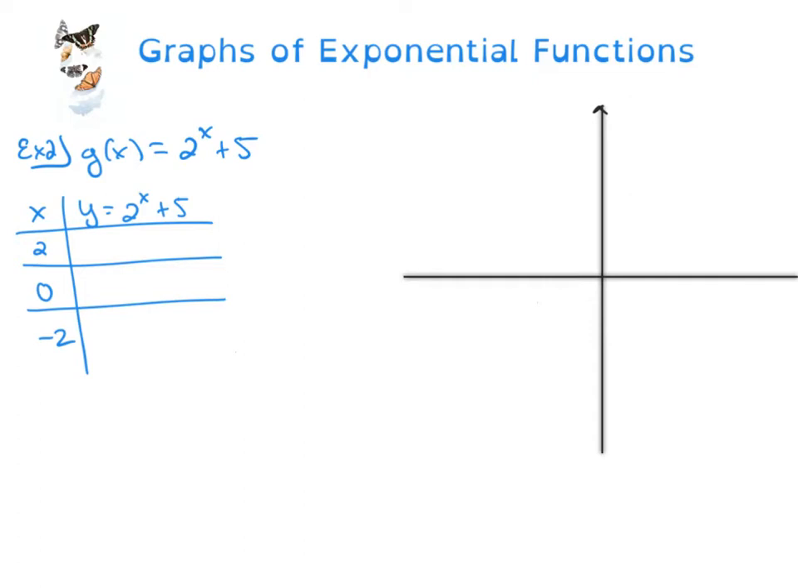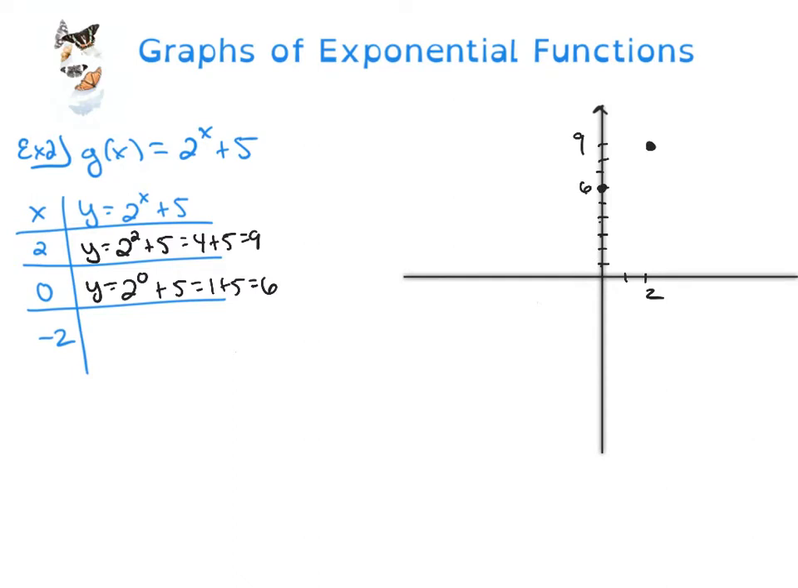Okay, here's what we're going to get. When we plug in x is 2, we have y is 2 to the 2 plus 5. So 4 plus 5 is 9. So we have x is 2 and y is 1, 2, 3, 4, 5, 6, 7, 8, 9. When x is 0, y is 2 to the 0 plus 5, which is 1 plus 5, we get 6. So 1, 2, 3, 4, 5, 6.